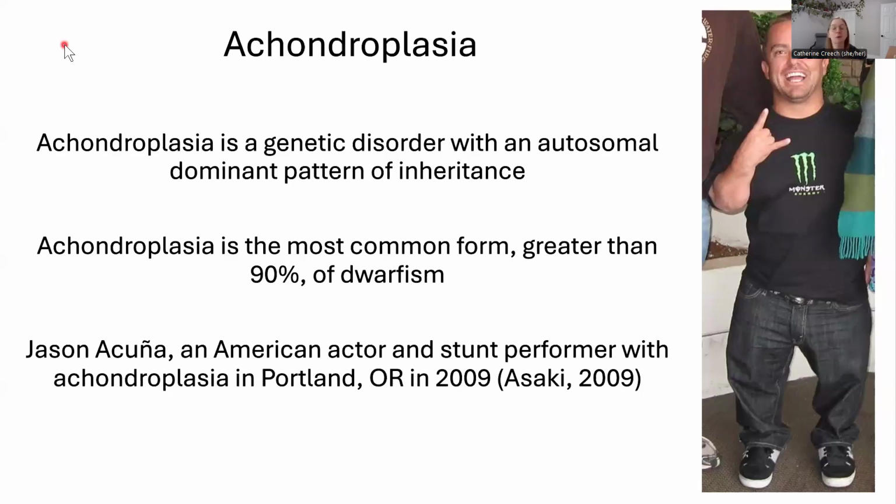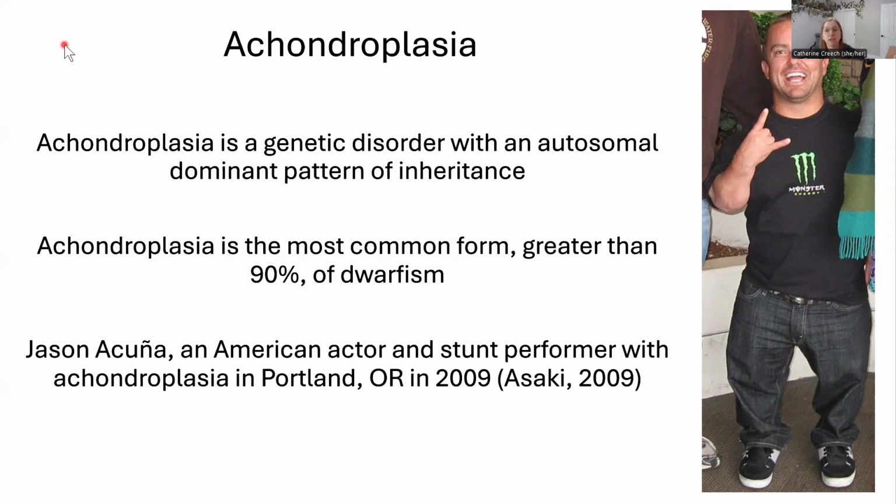Achondroplasia is the most common form of dwarfism in humans. It affects a gene that controls long bone growth. Long bones are the bones that we have in our arms and our legs. Typically, people with achondroplasia have average-sized torsos, but shorter arms and legs. And it is the most common form of dwarfism. So about 90% of dwarfism is achondroplasia.